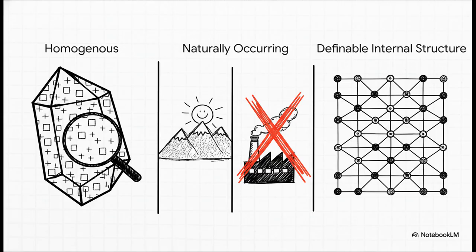This one is quite simple. It means it's made by nature, not by humans in a factory. And finally, definable internal structure. This is the most interesting part. It means the atoms inside the mineral are not just randomly thrown together. They are arranged in a very neat, orderly, and repeating pattern. This is what gives minerals their beautiful crystal shapes.